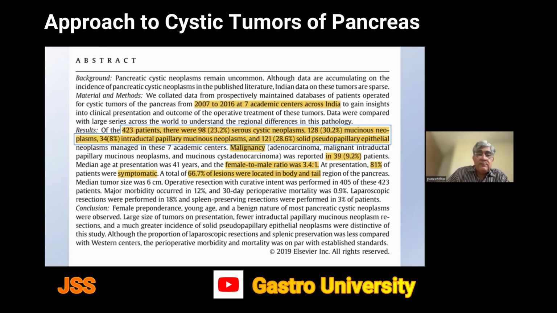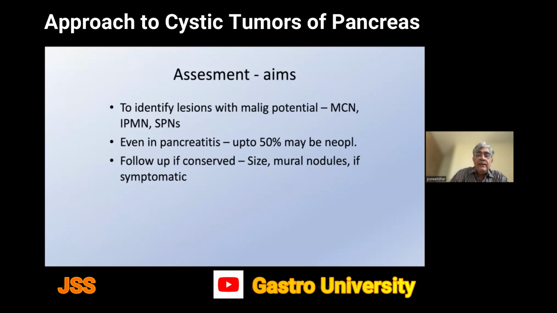The females, of course, was more common, and only 81% were symptomatic. So almost 1/5 were still operated for asymptomatic. So if that's the same subset as the serous cystic ones, maybe we could have actually skipped out those. Laparoscopy is, of course, very useful if possible.